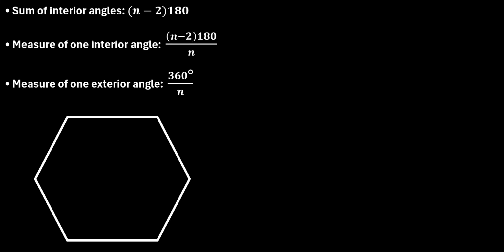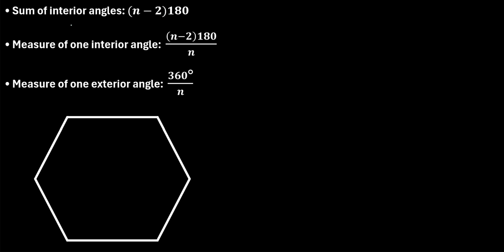In this video, we will talk about how to find the interior and the exterior angles in a regular polygon. A regular polygon is any polygon where all of the side lengths are equal and all of the interior angles are congruent to each other. There are three formulas you should know.